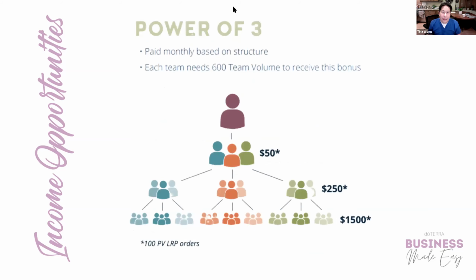So this is the other way besides Fast Start, which is paid weekly, is Power 3. Power 3 is paid monthly, and it's based on having a $600 team volume and having 3 people ordering 100 LRP. So if we do this, it's just a $50 bonus, and so that's nice.